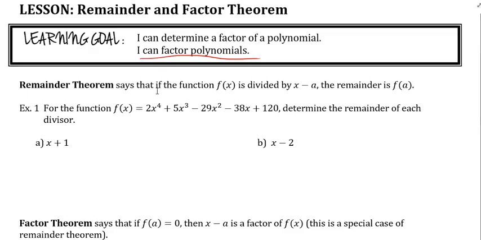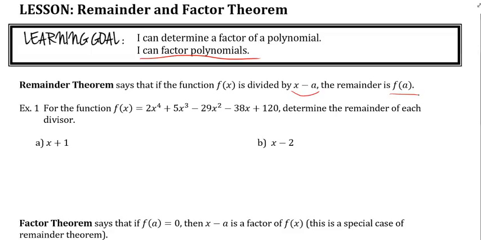Okay, so remainder theorem. Think about what this means for a minute. Remainder theorem says that if the function f(x) is divided by x minus a, so that's like if you're dividing this function by x plus 1, right? That's what we were just doing in the learning goal. If you're dividing that way, the remainder, when you do the long division or synthetic and you get the remainder, turns out there's an easier way to find it. The remainder is the value of the function at that point.